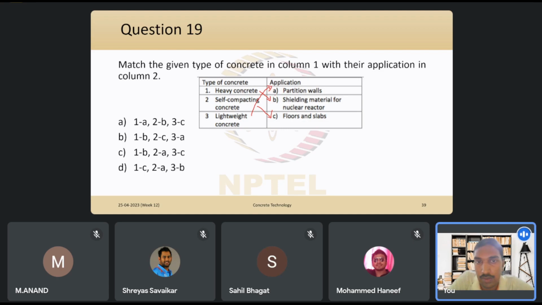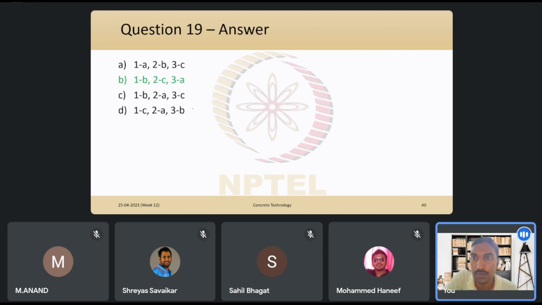So therefore that is suitable for partition walls, and therefore the right matching is 1 with B, 2 with C, and 3 with A, and that is given in option B. Right? So therefore the right option is B.